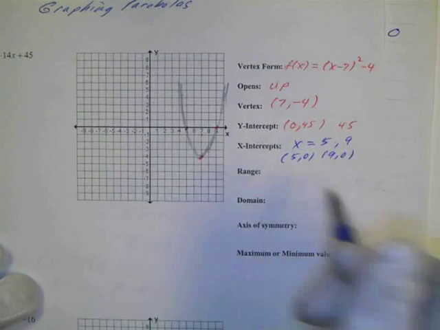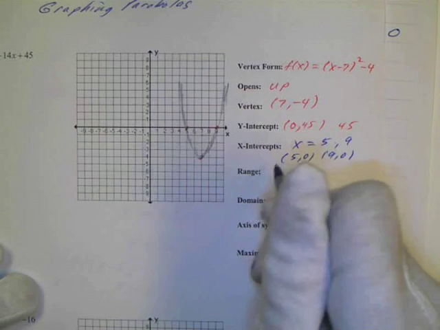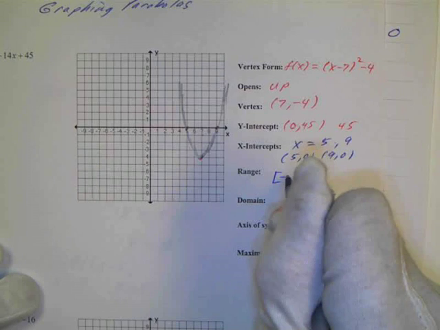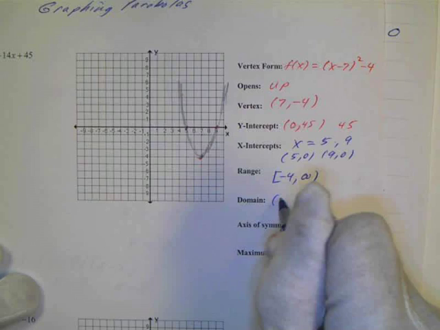Now we can look at it. What's the range? Well, the range is, that's my y values, I'm going from -4 all the way up to infinity. The domain, negative infinity to infinity.